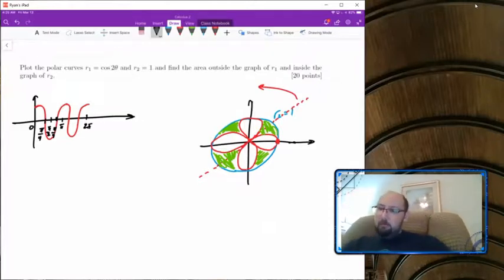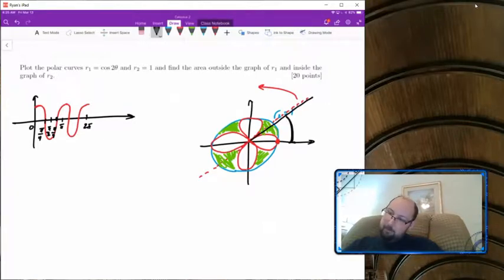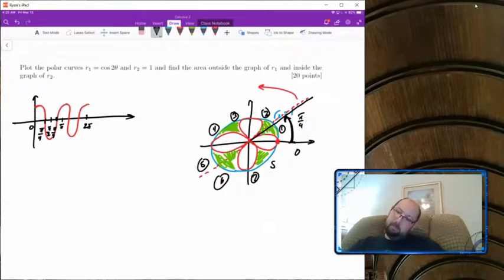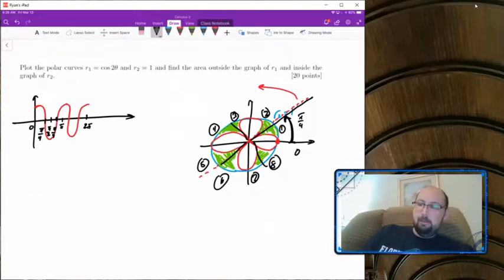And what I would recommend doing, instead of trying to integrate the whole thing, is to integrate from 0 to pi over 4, which would be 1/8 of the area, because we'd have 1 here, 2 here, 3, 4, each of these being the same size by symmetry. Obviously not true according to my drawing, but the symmetry is there. So I just want to take one of those 8 and integrate it.